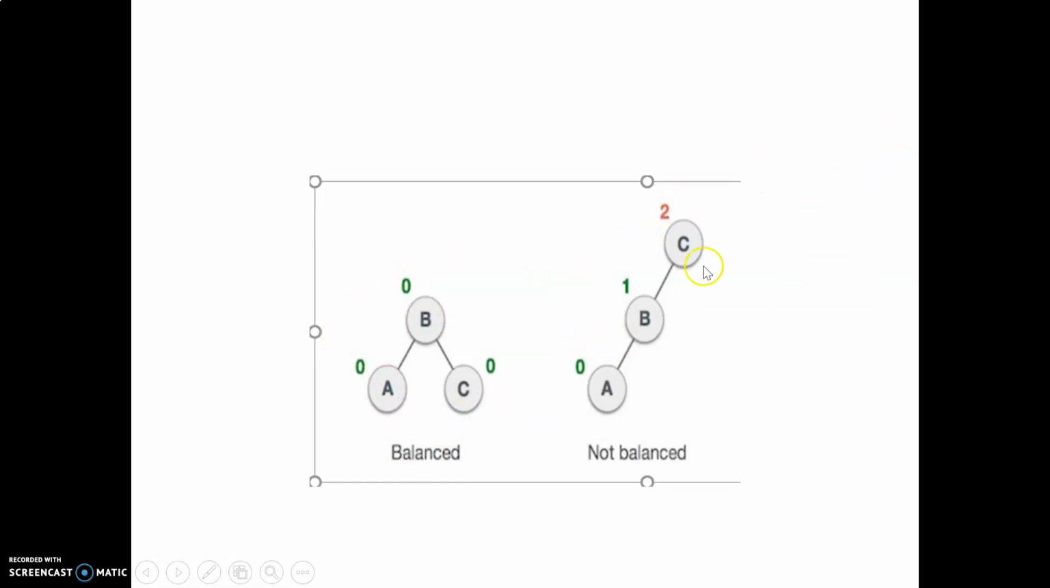Let us consider this example and find the balancing factor of A. Left height is 0, right height is 0. So the balancing factor of A is 0. In B, left height is 1, right height is 0. So 1 minus 0 will be 1. In this case, the left height is 2 and the right height is 0. So 2 minus 0 will be 2. Since there is one node which has a balancing factor other than 0, 1 and minus 1, this tree is an unbalanced tree. For such trees, we have to perform certain rotations.